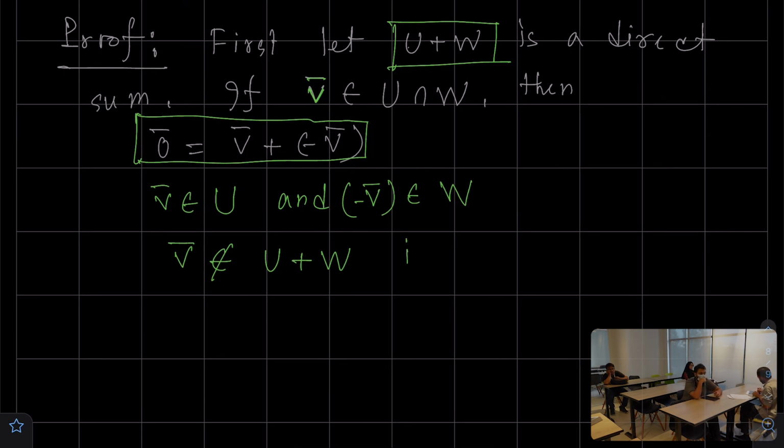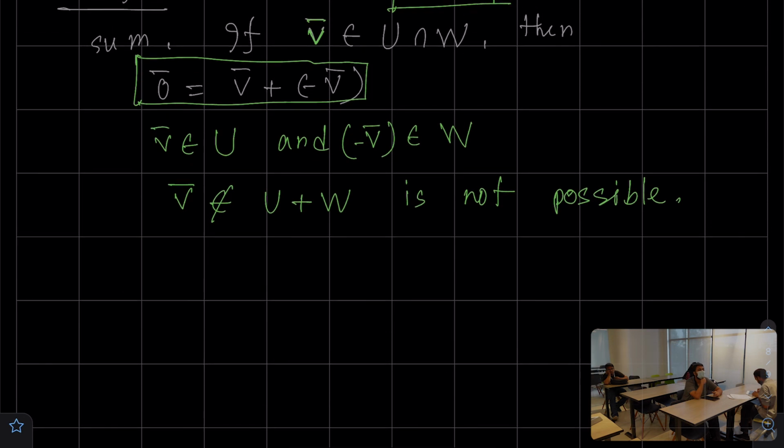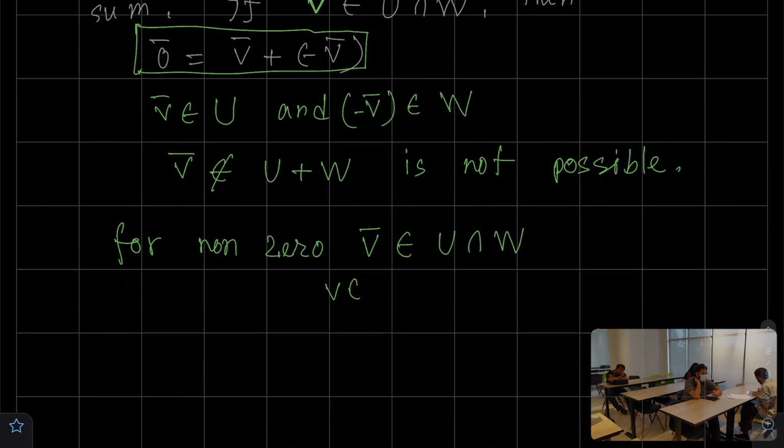That is invalid. If you want to write it like that, you should write that. So you start with a non-zero vector V that belongs to U intersection W. That means what? V belongs to U and V also belongs to W.